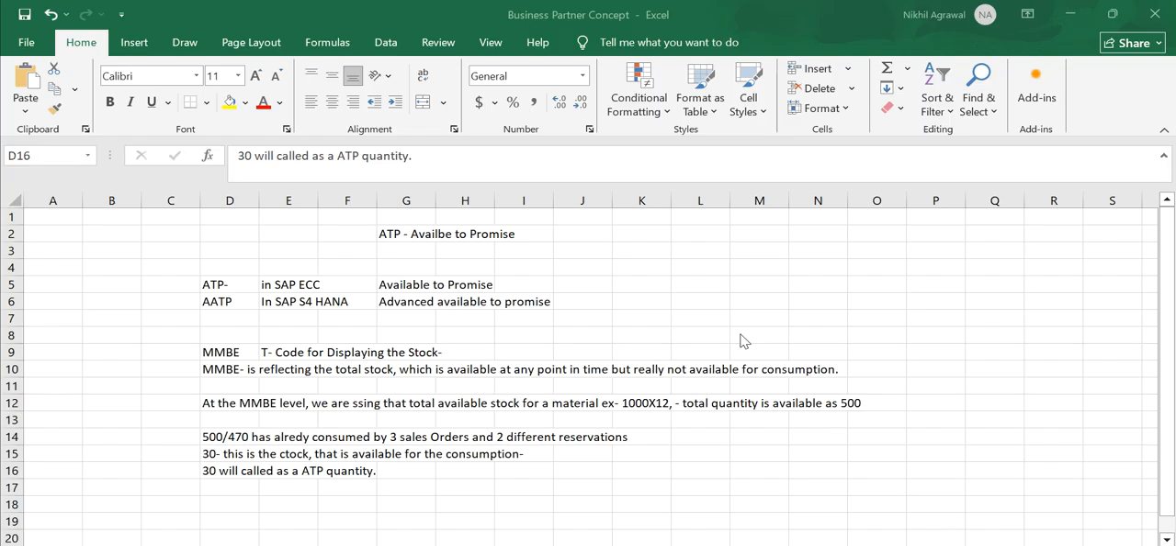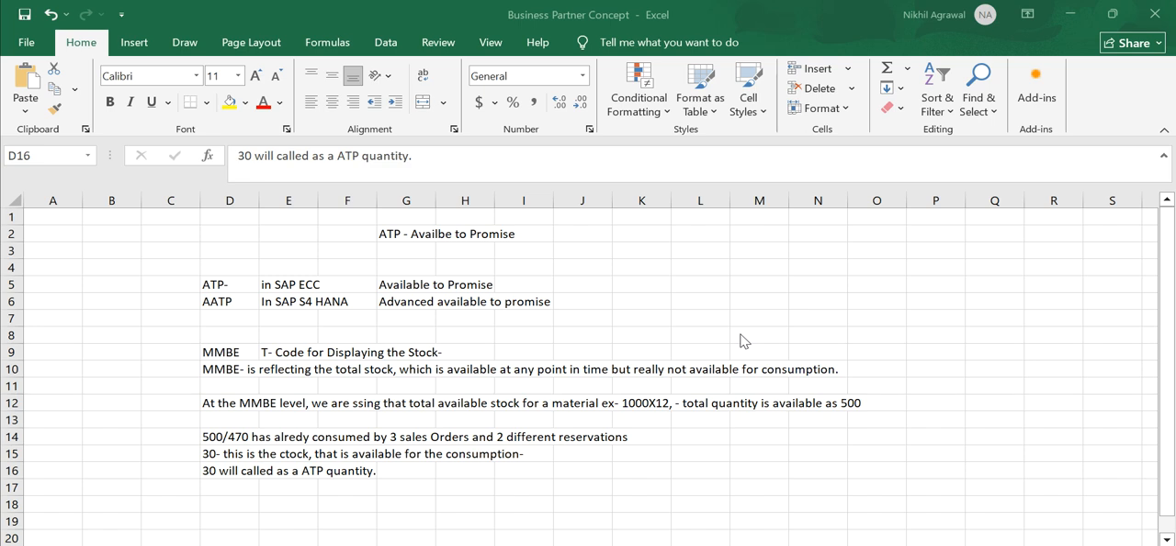Today, we will discuss further about the concept of available to promise, how it works in SAP, what is the significance of available to promise, and advanced available to promise in SAP S/4HANA. I'll quickly recap, guys, and we'll proceed for the next step.